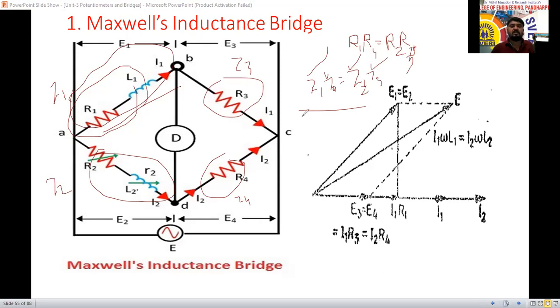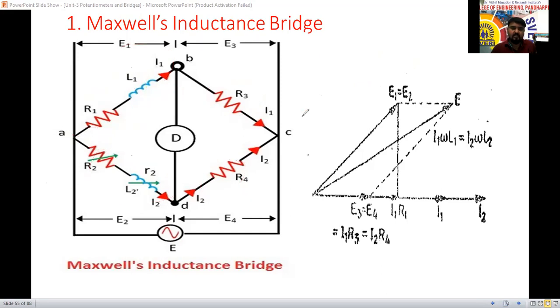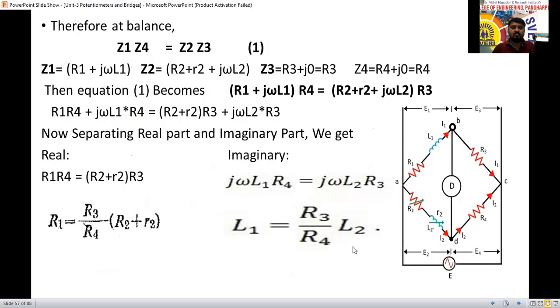The self inductance we will discuss in the next class. This part, these equations and derivations, we will discuss in tomorrow's class. I will stop here only.